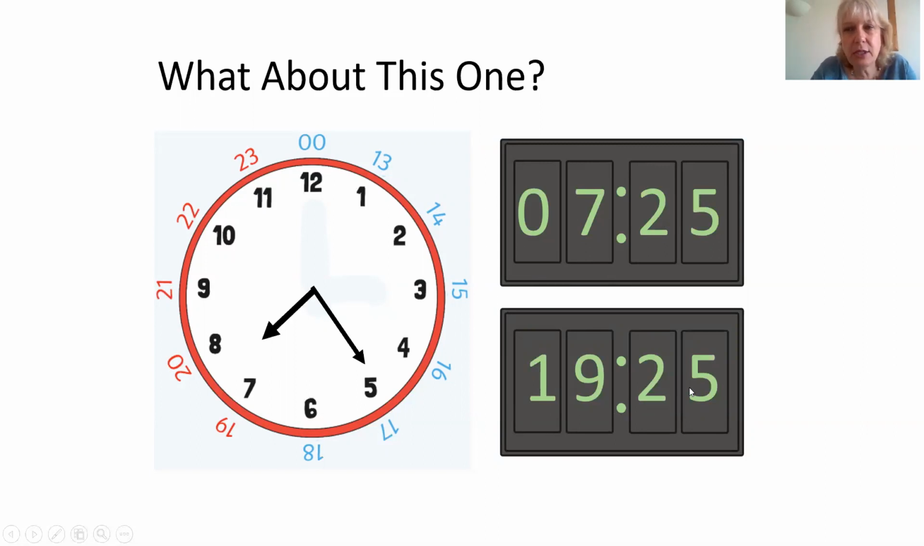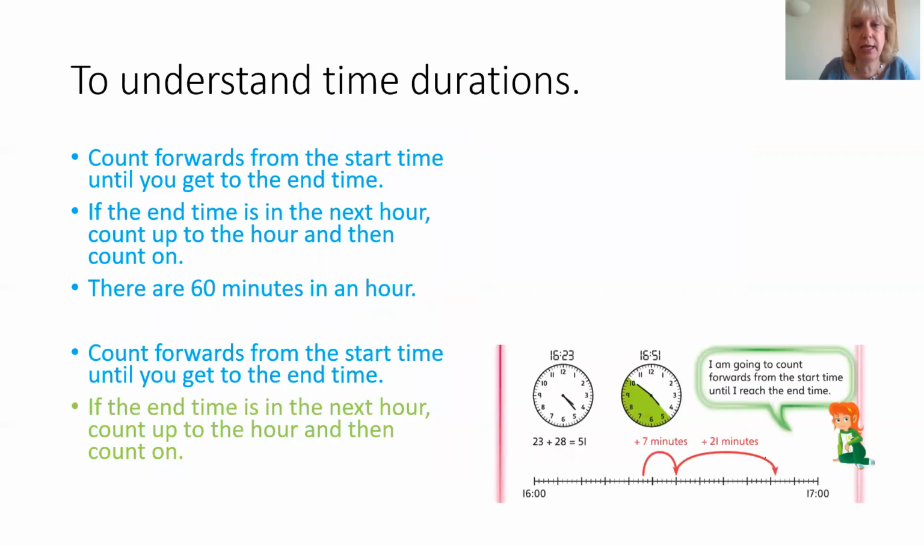Right, now we're going to look at how we can use this information, use a start time and end time, and work out a duration. So duration is one of the words in our vocabulary that we looked at in video 1. And duration means how long something has lasted for. So here is an example here.